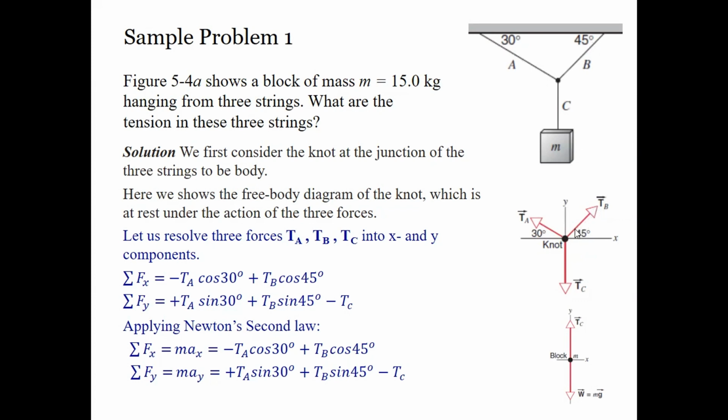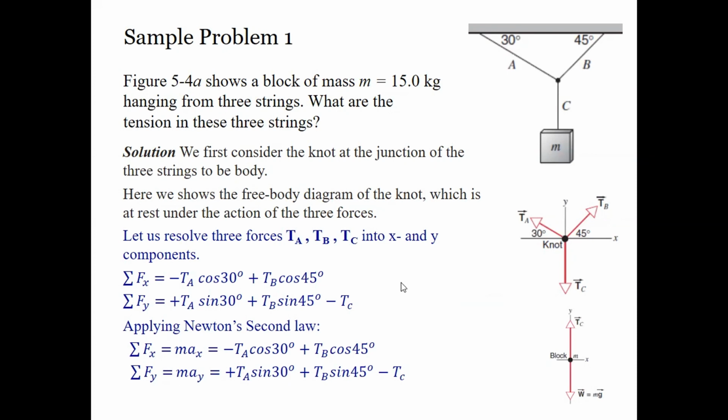And we can decompose a vector into two parts. Along the x-axis, it will be the cos, and along the y-axis, the component will be the sine. So the horizontal component of TB will be TB cos of 45 degrees, and the horizontal component of TA will be TA multiplied by the cos of 30 degrees, and the vertical will be TB sine of 45 degrees and TA sine of 30 degrees.